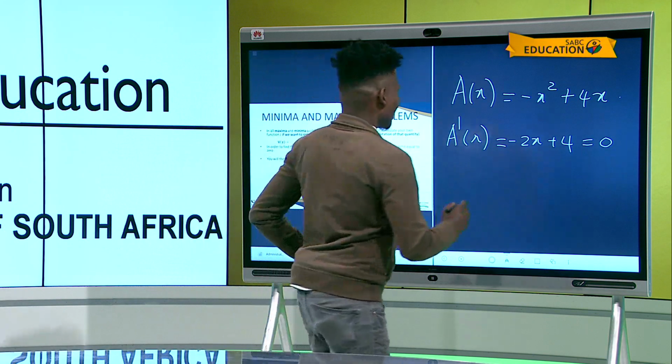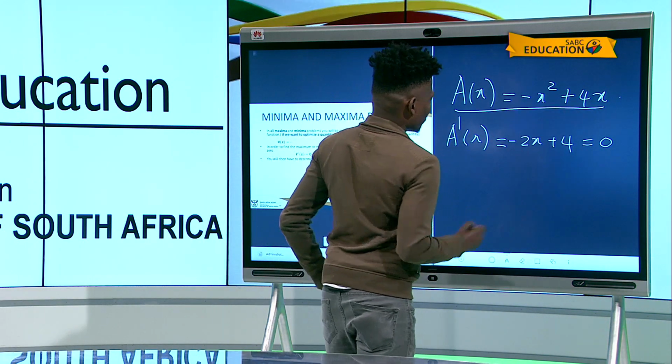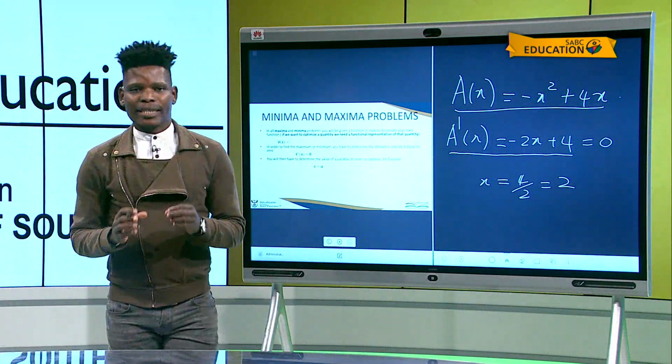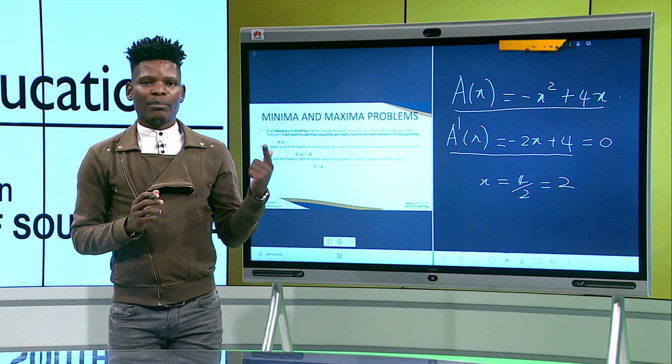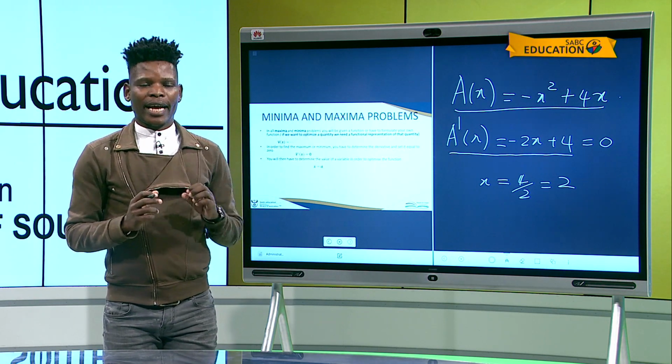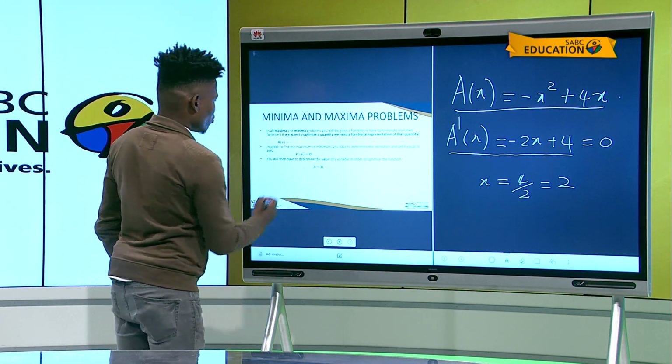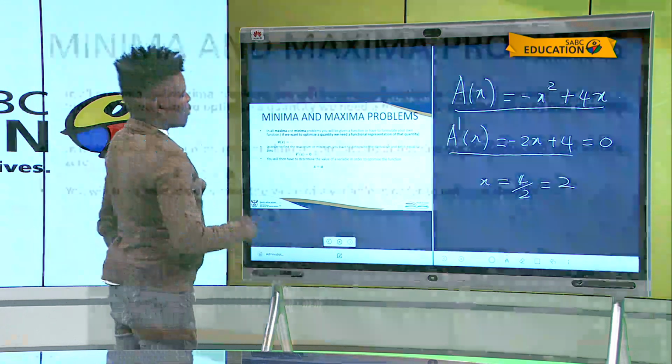So if we look here at the function of the area, we have successfully found the derivative and we equated it to 0. Now what we need to do is to find the value of the variable, which is x, that will make this quantity a minimum or maximum. So x will be equal to 4 over 2, which is 2. So what does that tell me? It tells me that I'm going to have either a minimum or maximum quantity of the area at x equal to 2. All right, so that is what you will need to do to determine a variable in order to optimize your function.